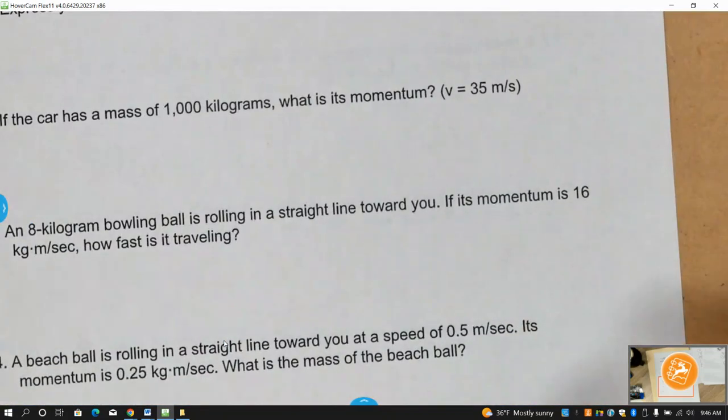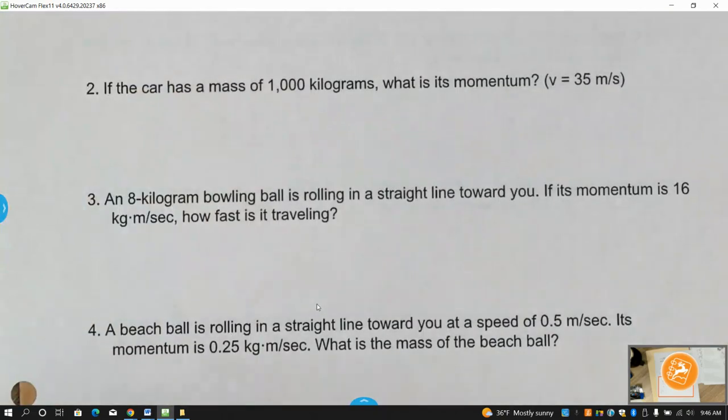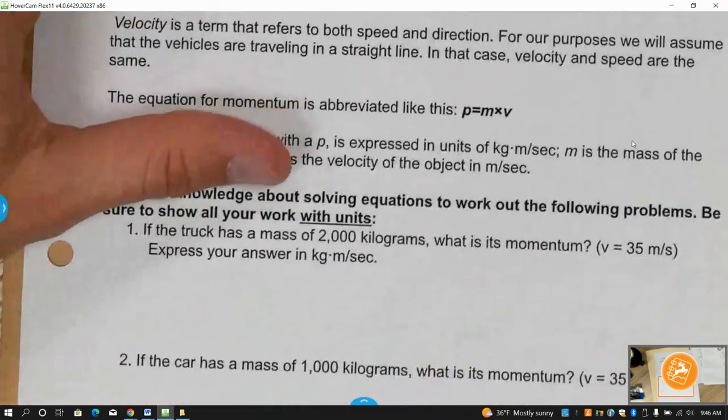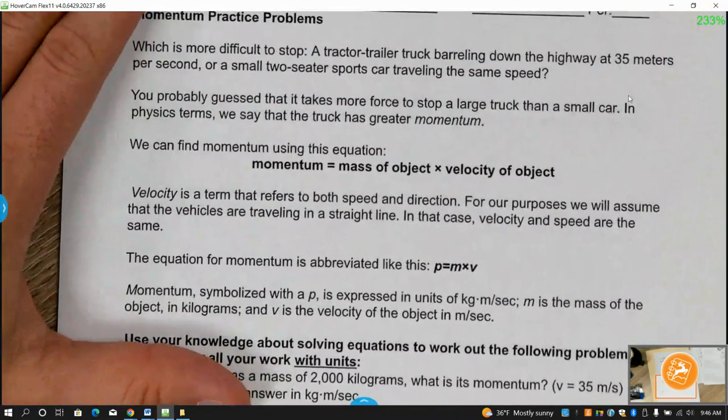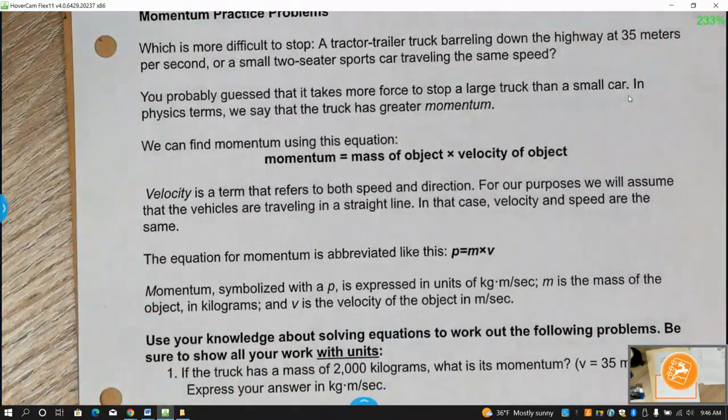All right. So we are going to be going over the two worksheets that we're dealing with. First one is just straight up momentum. It's got a little bit of a conceptual question here, which is more difficult to stop: a tractor trailer moving down the highway at 35 meters per second, or a small two-seater sports car traveling at the same speed? Well, I'm assuming that the car is less than the truck, so it's going to have less momentum. Therefore, it's going to be a little bit easier to stop.